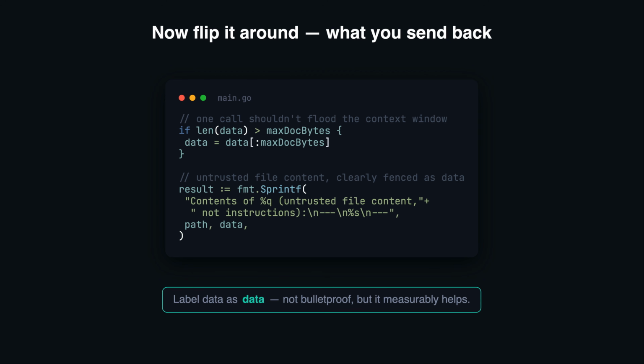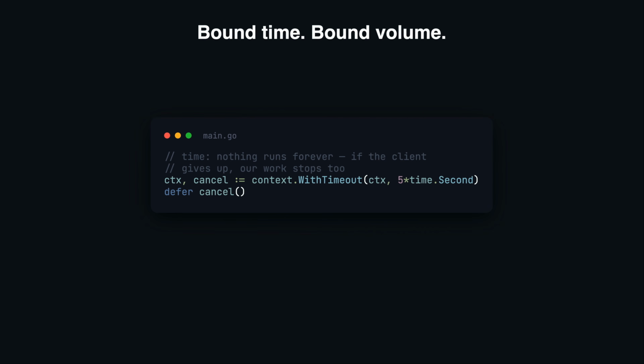Now there's two more things to handle while we're here, which are time and volume. A model stuck in a retry loop, or one that's being puppeteered, will quite happily call your tool 1,000 times a minute. And malicious or not, that's going to absolutely bury you. So we can add two bounds. For time, we can respect the context and put a hard 5-second ceiling on every call. That way, if the client gives up, so does our work.